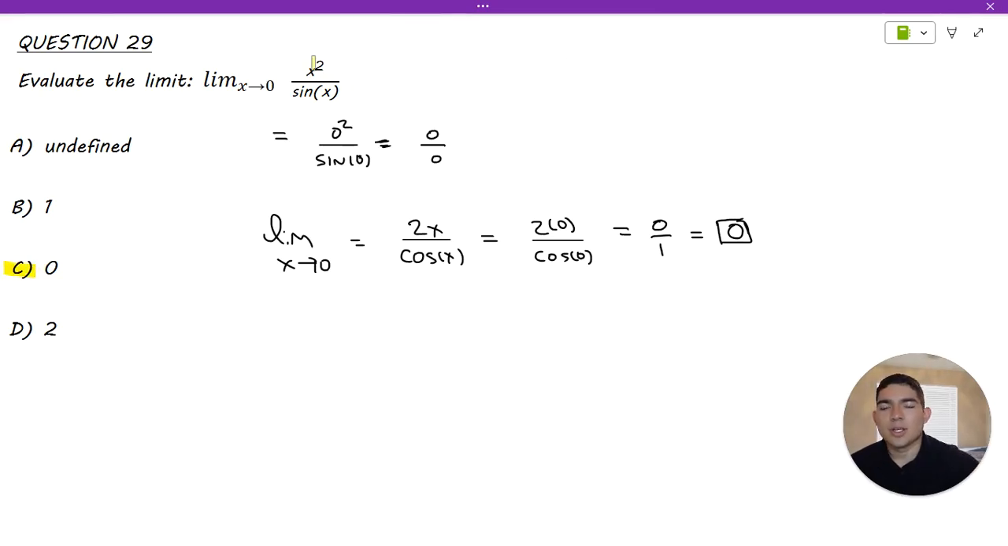As you can see, we applied L'Hopital's rule because we had an indeterminate form 0 over 0. And in order to apply L'Hopital's rule, we took the derivative of the numerator and the denominator and then evaluated the limit and finally got something that was not indeterminate, which was our result of 0.